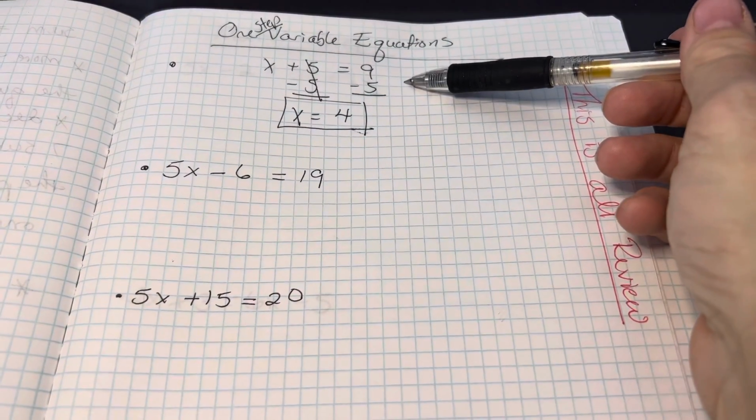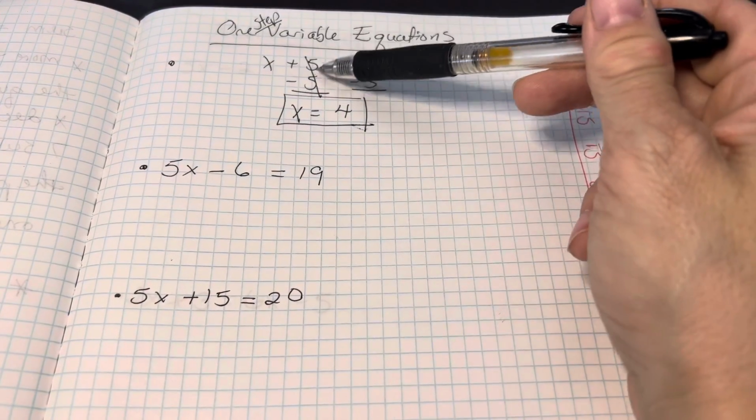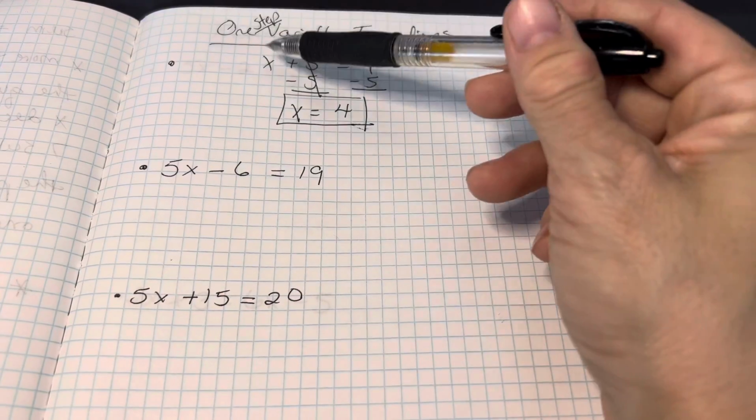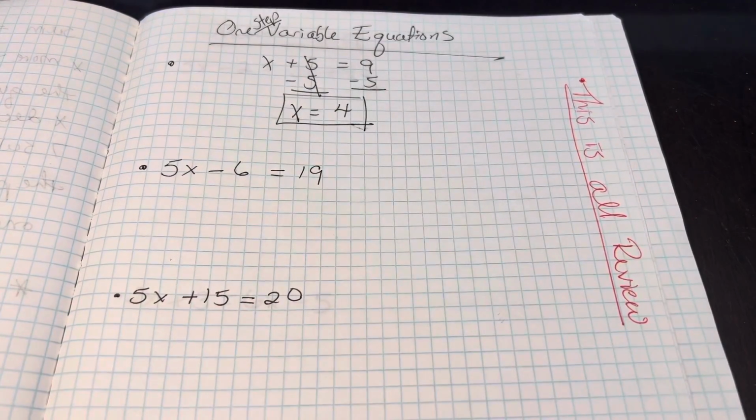This is one step right here where, if you see it's plus 5, you subtract 5. If it was minus 5, you'd add 5. If it was times 5, you'd divide by 5. If you divided by 5, you'd multiply by 5. We talked about that, right? It's called an inverse operation. It's kind of like doing the opposite of what it says.